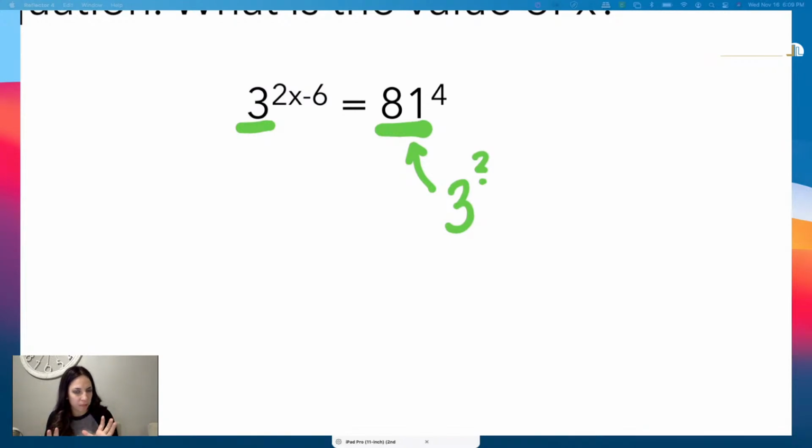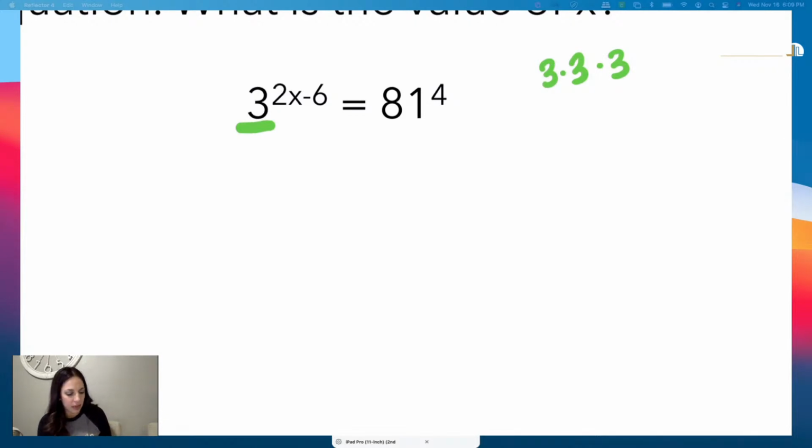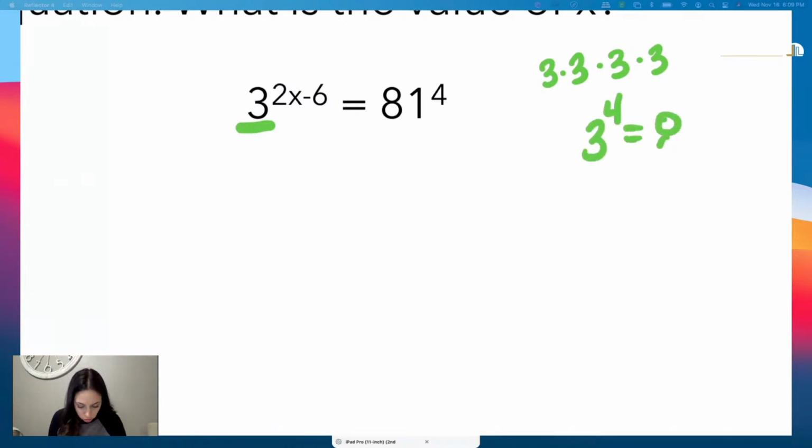Are you following? So let's think about this. 3 times 3 is 9. 9 times 3 is 27. 27 times 3 is 81. So 81 can be substituted out for 3 to the 4th power, because 3 to the 4th power equals 81. So I can literally substitute out the 81 for the 3 to the 4th power.